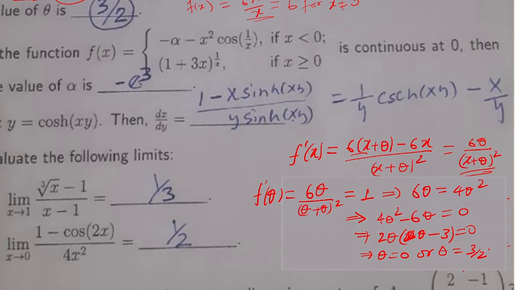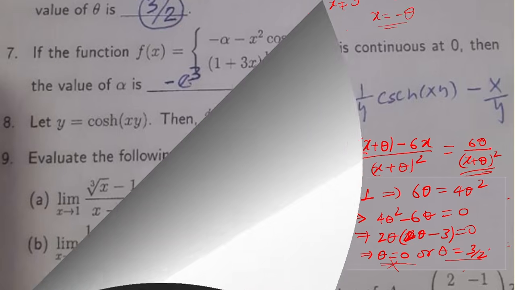So for theta is equal to 0, our domain will be all real numbers except 0. Therefore, it will not be differentiable at 0. So theta is equal to 0 cannot be the answer. But at theta is equal to 3 over 2, the function is differentiable everywhere in the domain. So our answer will be only 3 over 2.